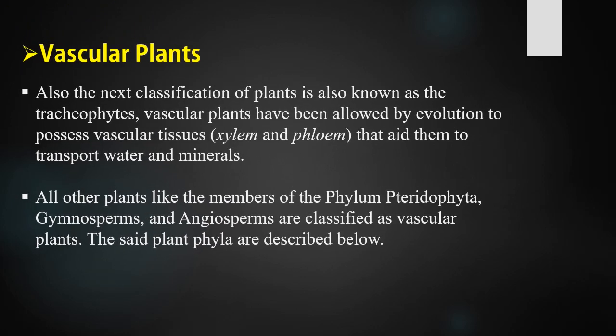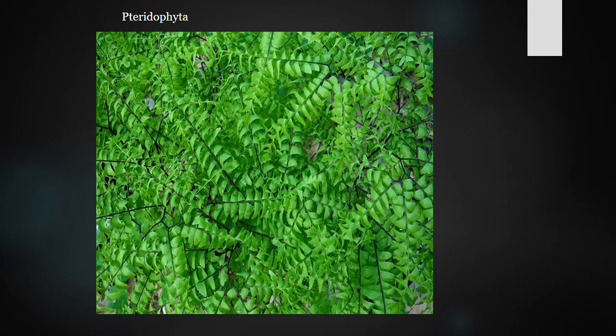Next slide, that is a vascular plant. So what is a vascular plant? It is also known as tracheophytes. Vascular plants have evolved vascular tissue such as xylem and phloem. Xylem is conducting water and phloem is providing the food to various parts of the plant, with transportation of water and minerals. All other plants like the members of phylum Pteridophyta, Gymnosperm and Angiosperm are classified as vascular plants.